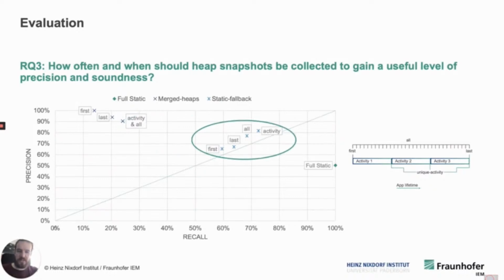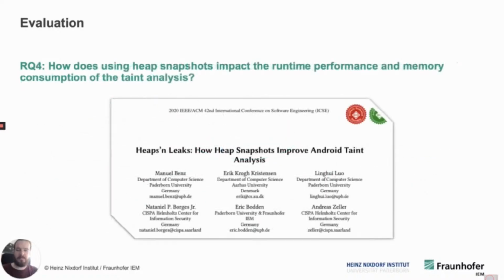Here, unique activity performs better than taking all snapshots. We conclude that when and how often a heap snapshot is collected has an impact of about 16% on precision and 13% on the recall, with the best overall results being achieved with a single snapshot per activity and the static fallback approach. In our paper, we also inspected the impact of the different modes and snapshot choosing heuristics on analysis performance and resource consumption. We leave the details about this part to the interested reader of our work.